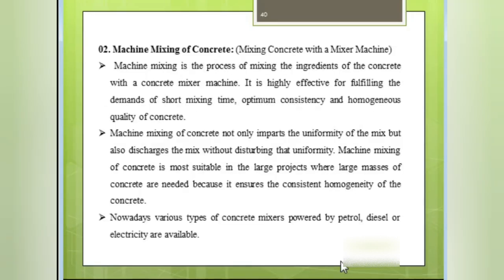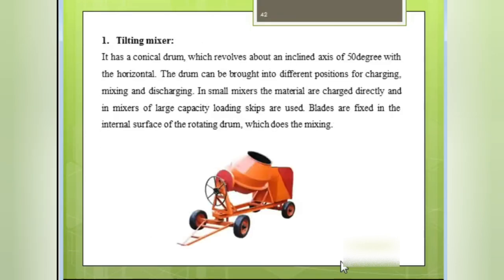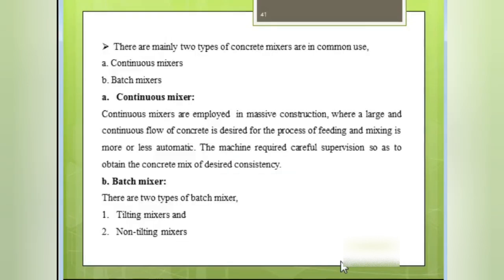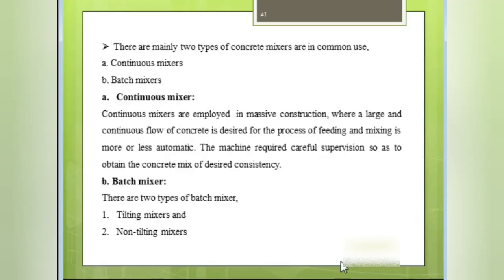Okay. Then second is machine mixing. In machine mixing, there are two types: continuous mixers and batch mixers. Tilting, non-tilting machineries. We are not going into details. You just remember what the types are. So in machine mixing, there are continuous mixer and batch mixer. Continuous mixer means all ingredients are continuously mixed in their proportions automatically into the mixer, and we get ready concrete directly into our formwork.